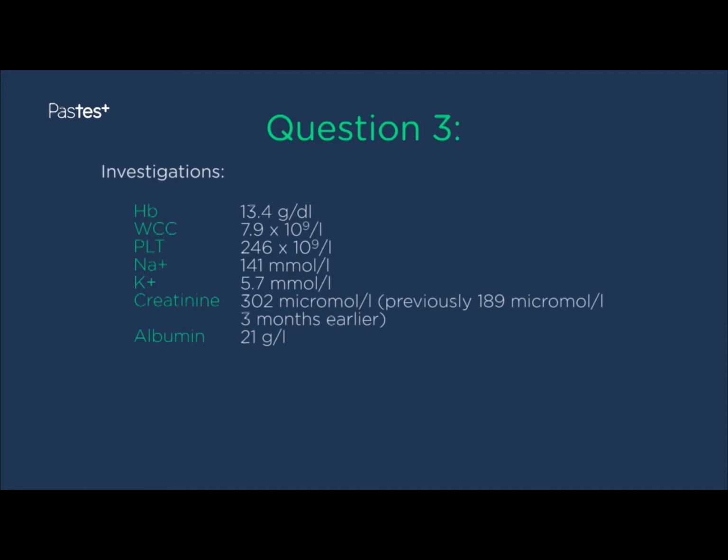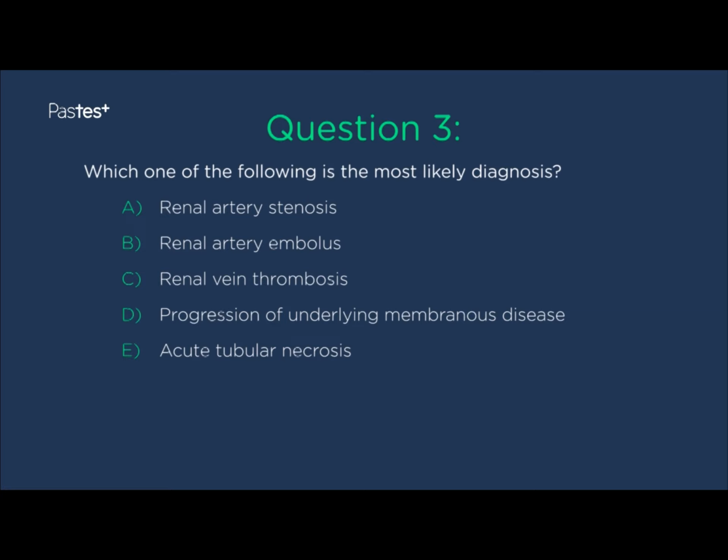These are her investigations, which show a normal hemoglobin and white count, and the creatinine has increased by over 60% compared to the previous value 3 months earlier. Her albumin, note, is very low at 21 grams per litre. So the question is, which one of the following is most likely to explain her deterioration in renal function?